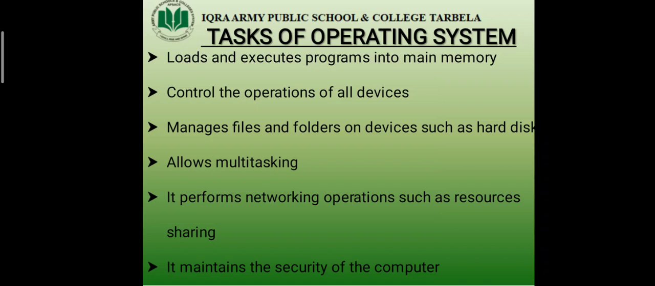It performs networking operations such as resource sharing. What do you mean by network? A network is a combination of computers or different devices, and when we talk about the resource sharing on the network, it is managed by the operating system. What do you mean by resource sharing? What type of resources could be shared on the network? The resources like CPU, main memory, hard disk and printer, etc.